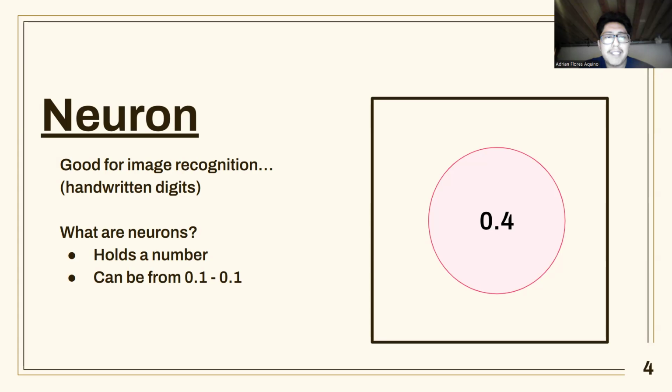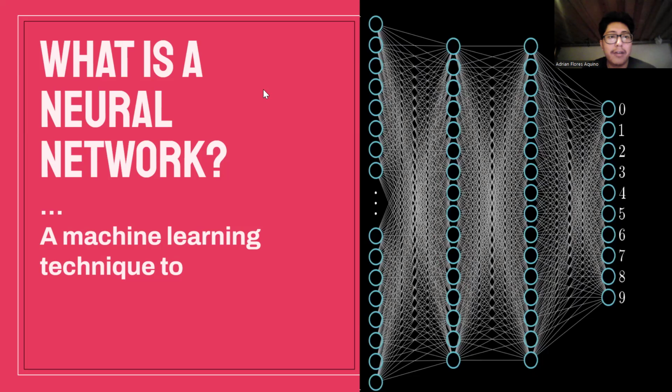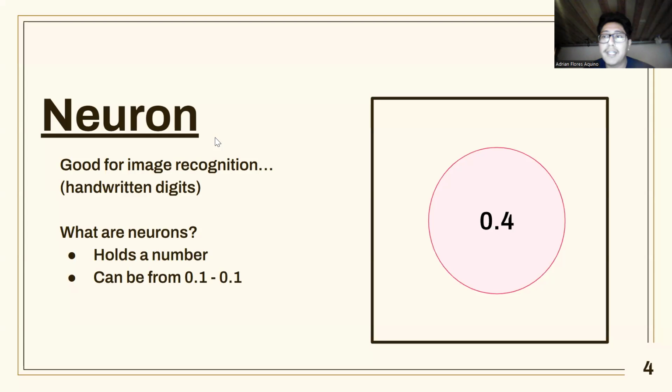Like I said before, since the neural network is good for image recognition, the main part of it is what the neuron does. The neuron is pretty much like a small little node, you could think of it, and it contains a value, a number from 0 to 1. This is a typo, but it's pretty much from 0.1 to 1.0.